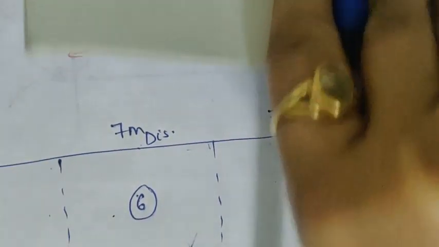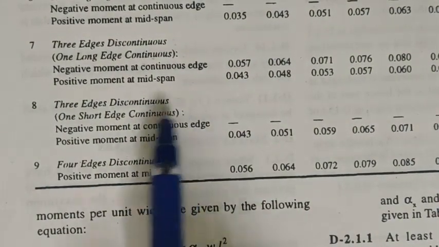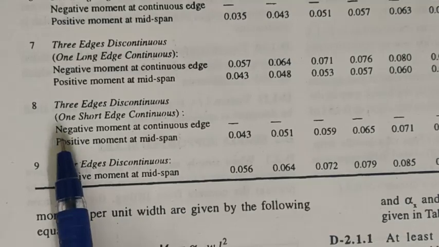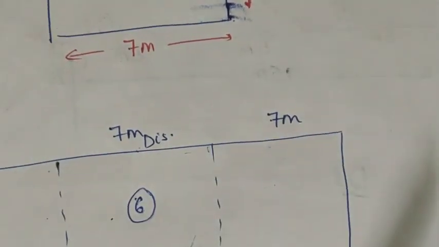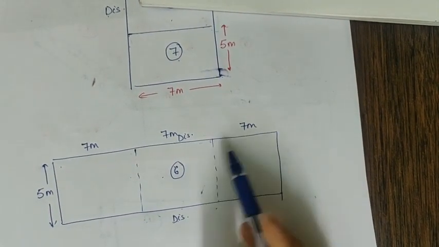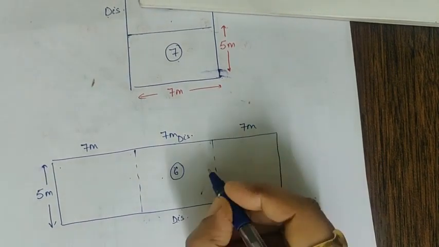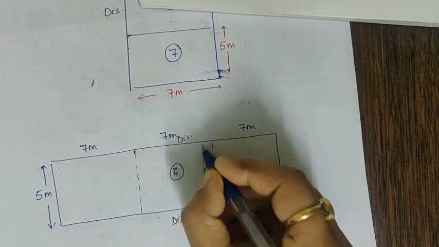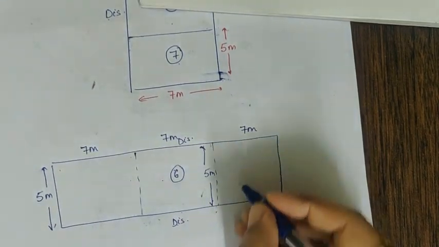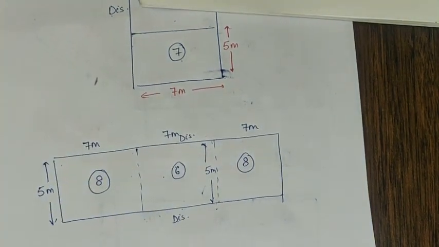Okay. Now coming to case number 8. 3 edges discontinuous and the continuous one is the short edge. Okay. So look at this slab. Out of the 4 edges, 3 are discontinuous, 1 is continuous, and this continuous one is the shorter edge, because this is 5 meters. So it means this is basically case number 8. Similarly, this is case number 8. Okay. Now coming to the last case.